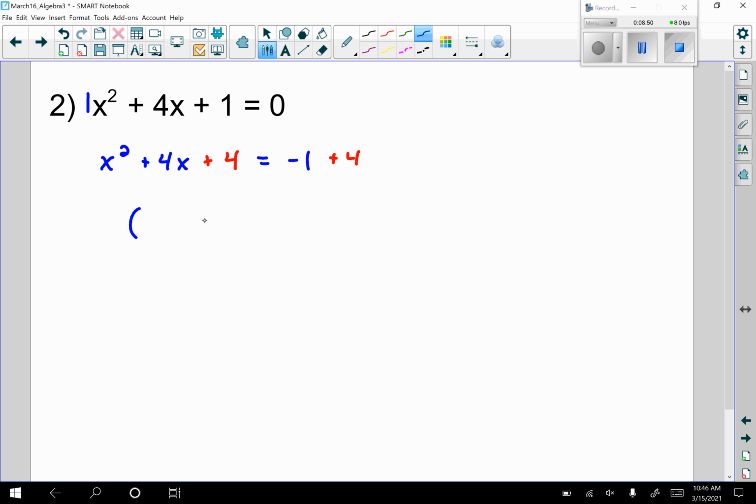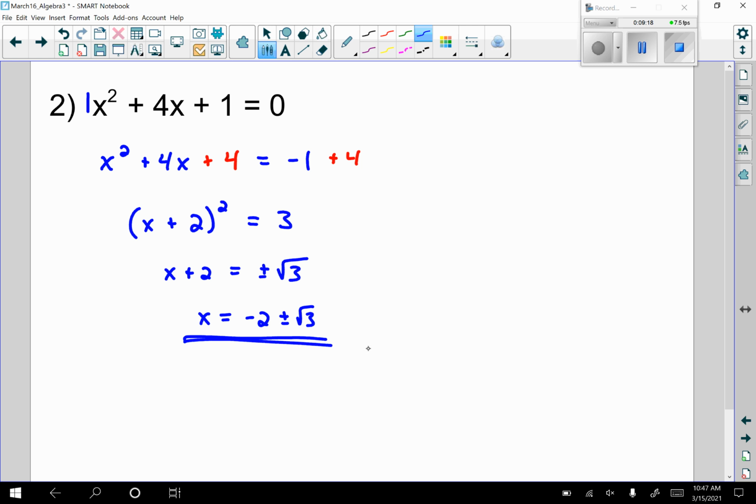Next, I want to write this as a quantity squared. Always going to be an x. In this case, I'm going to have a plus. Square root of 4 is 2. And then we'll get a 3 over here. Again, we take the square root of both sides. So we'll get x plus 2 equals plus or minus square root of 3. That doesn't work out any nicer. And then to get x by itself, I just want to subtract 2, but I'm going to put that minus 2 in front. It's just going to look better. Negative 2 plus or minus radical 3. And that is our answer.